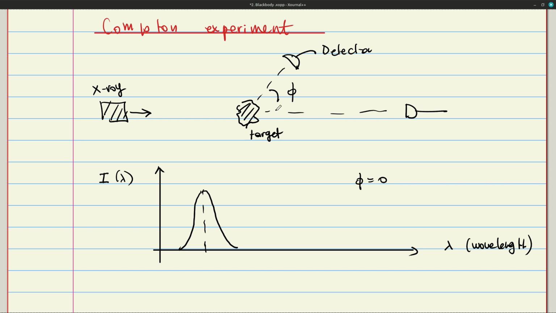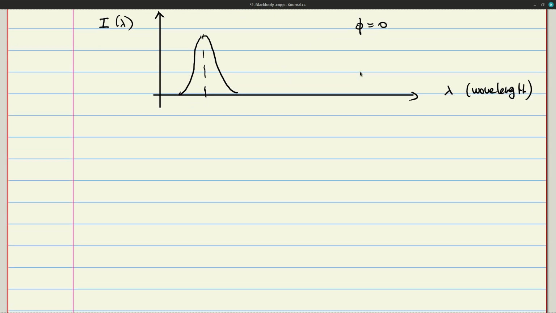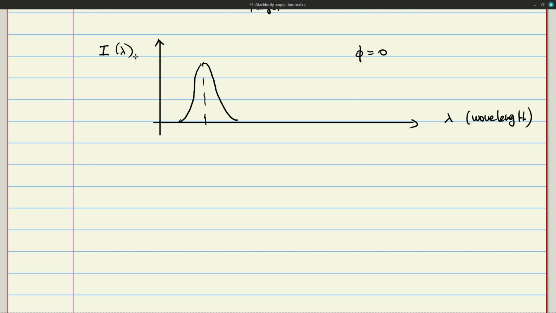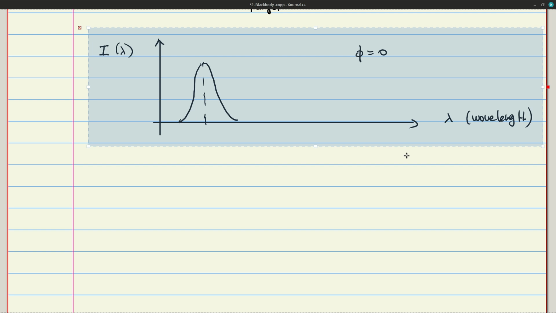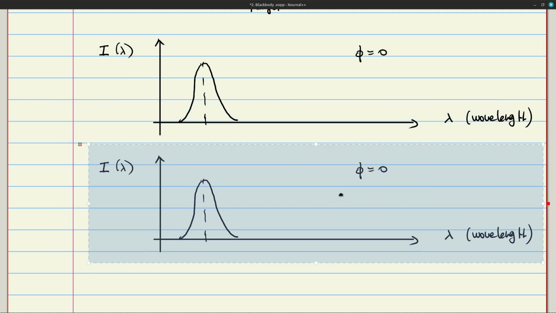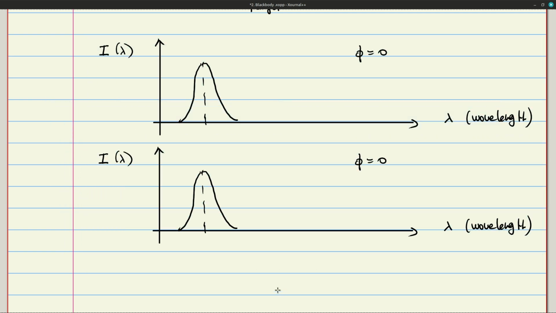Now I want to change the angle. I want to put my detector not here, but say at 45 degrees. So this is the location of my detector. In that case, we have exactly the same spectrum, but this one is going to reduce a little bit because some of them are going to scatter.